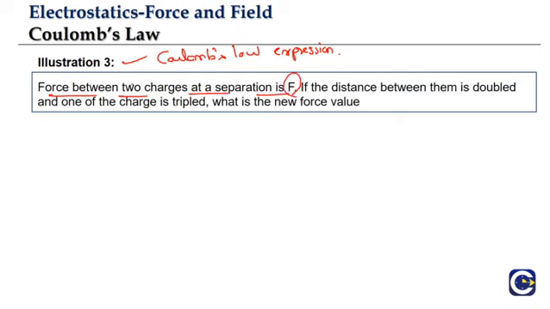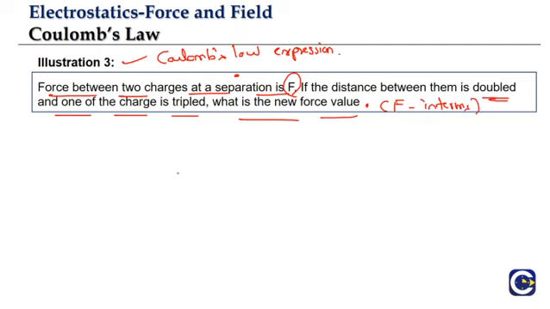So they are not even giving us what the charges are, and they are not even telling what the separation is. They are saying force between two charges at a separation is F. If the distance between them is doubled and one of the charges is tripled, then what is the new force value? So obviously we have to tell. Here there is no other information given to us except the force in the first case. So we have to tell the final answer in terms of F.